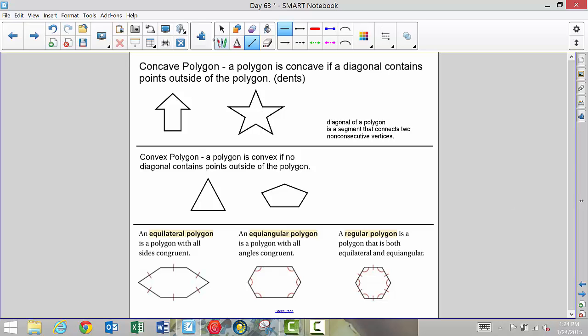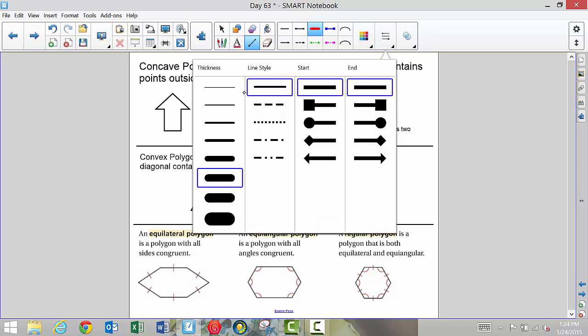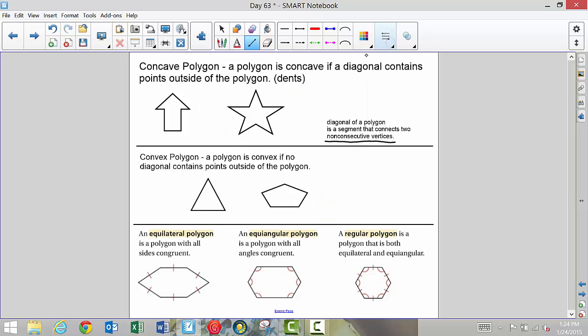So here's the visual of your concave. Here's how you prove to someone that something is concave. So I'm going to take my red line, I'm going to make it thinner. And I'm going to show you right here. If I highlight this red line, those two endpoints, A and B, those are consecutive because they're right next to each other. The definition says if I connect non-consecutive vertices, and any of those lines are outside the polygon, then it's concave.